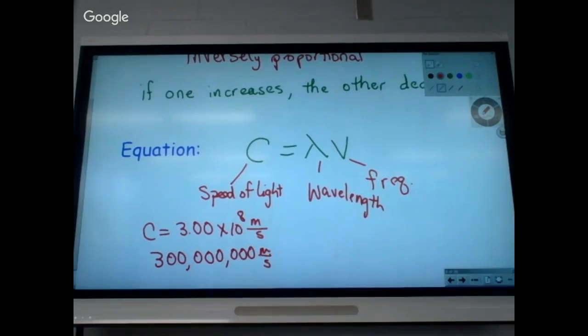We're getting ready to calculate wavelength and frequency. You're talking about one of these, 300 million of those in 1 second. That's how fast light moves. 300 million of these in 1 second.